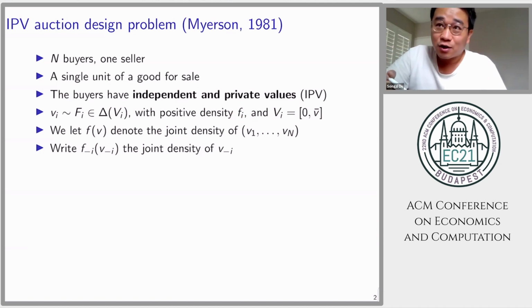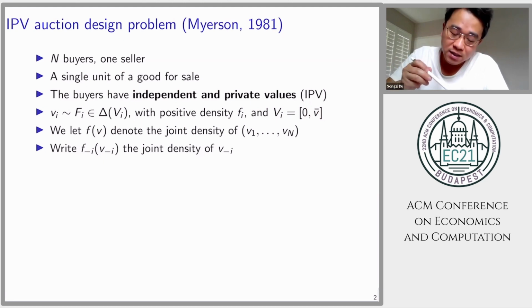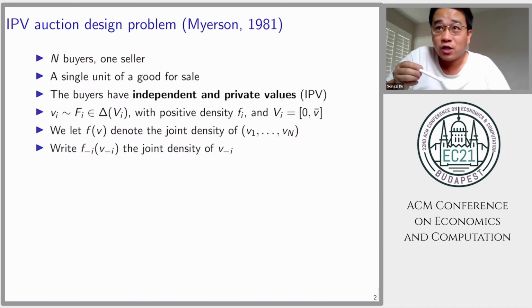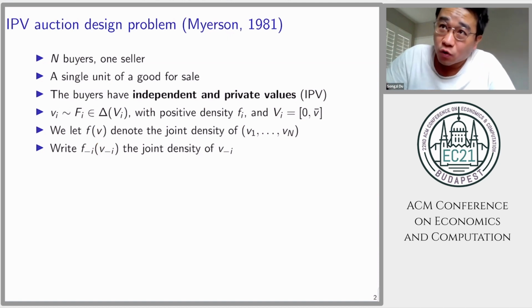And then the set of values is one-dimensional. It goes from 0 to some upper bound V bar. We will write f without any index as the joint density of everyone's values. And following standard notation in game theory, we will write f_{-i} as the density of other people's values.